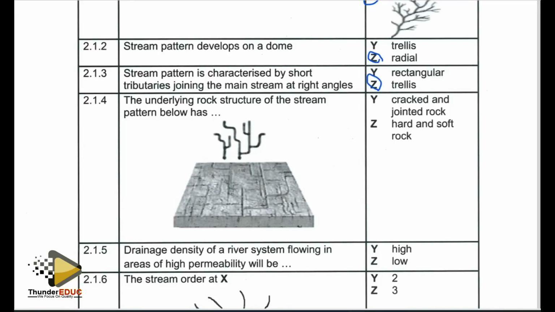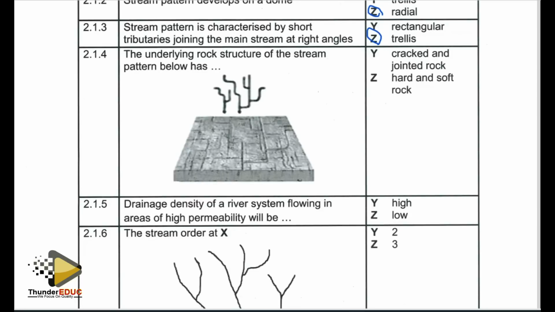Right, we move on to the next question. 214. The underlying rock structure of the stream pattern below causes what? This type of pattern is typically a rectangular drainage pattern. What kind of rocks contribute towards the development of a rectangular pattern?